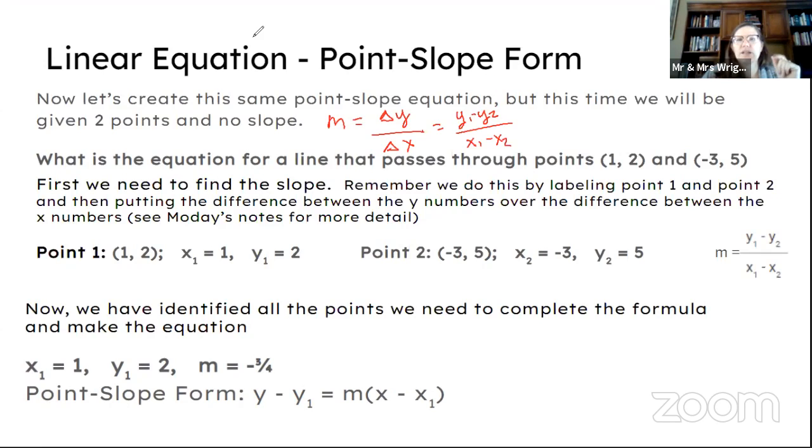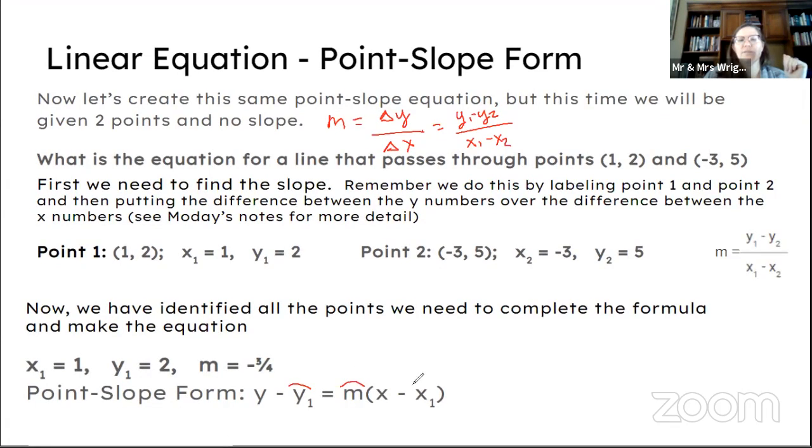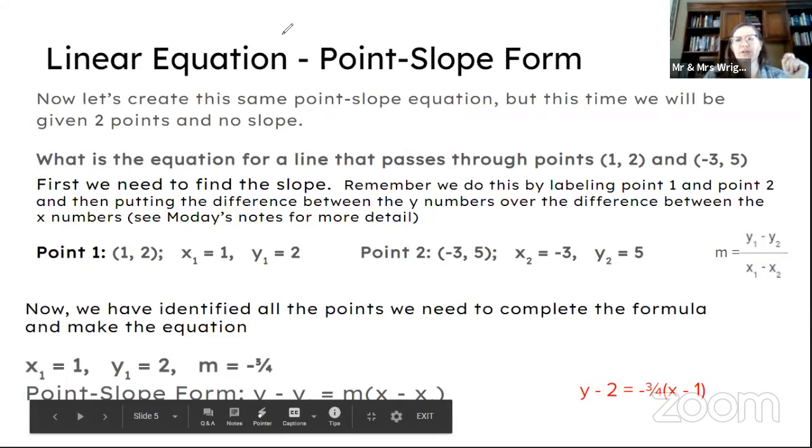So I have all three pieces of information I need to write my equation, because remember, y stays how it is. I need to fill in a number for y1, I need to fill in a number for m, and I need to fill in a number for x1. I have all of that information right here. So let's write the equation. y minus y1, which is 2, equals m, which is -3/4, times x minus x1, which is 1. And that is your equation that passes through these 2 points. It's written here for you as well.